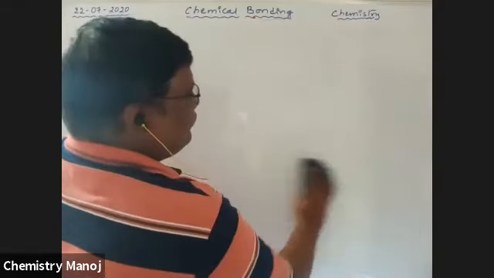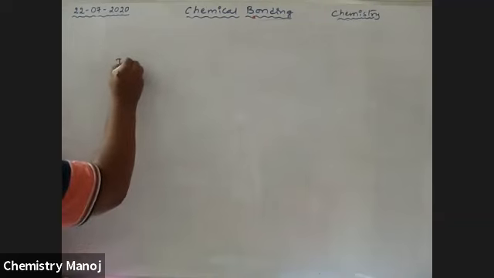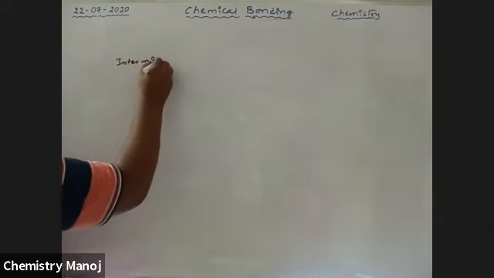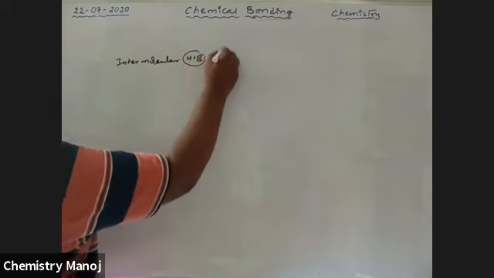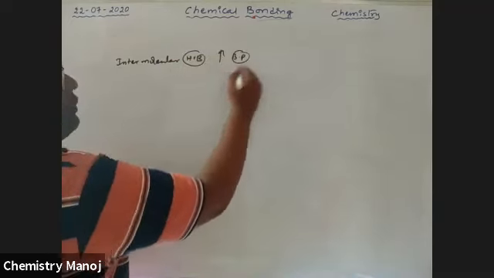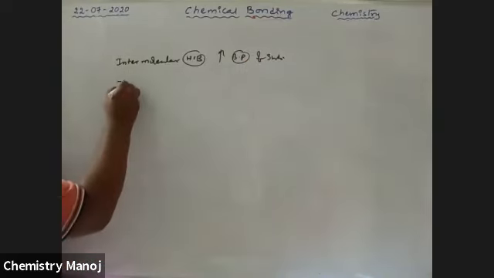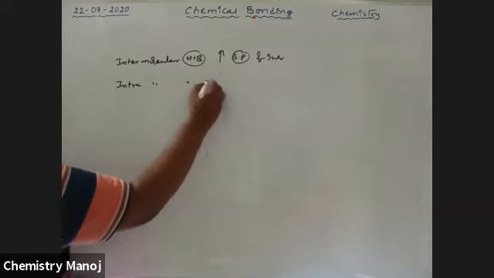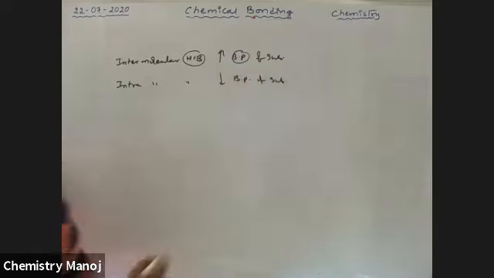Next, boys, generally intermolecular hydrogen bonds increase the boiling point of a substance. Intramolecular hydrogen bonds decrease the boiling point of a substance.